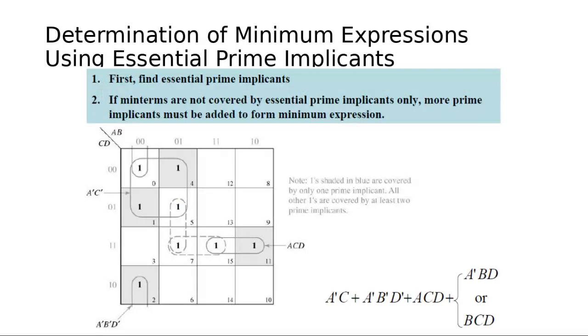Let's see determination of minimum expression using essential prime implicants and continue with that. First, find essential prime implicants. Second, if min terms are not covered by the essential prime implicants, more prime implicants must be added to form the minimum expression. It is just trial and error. Try to find the simplest one. If you don't find the simplest, try again.